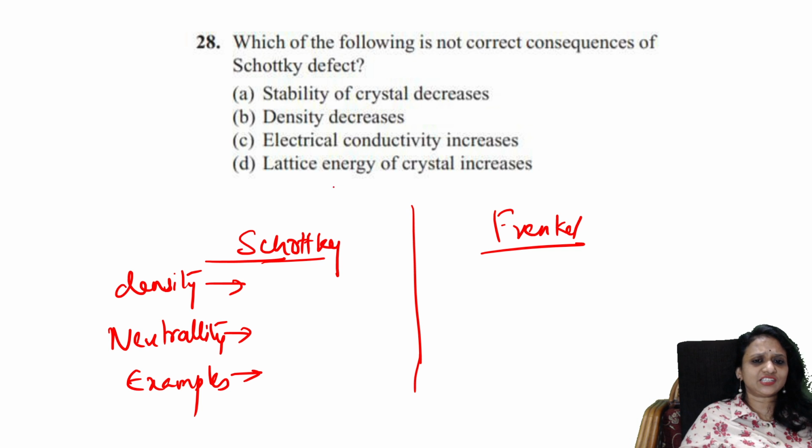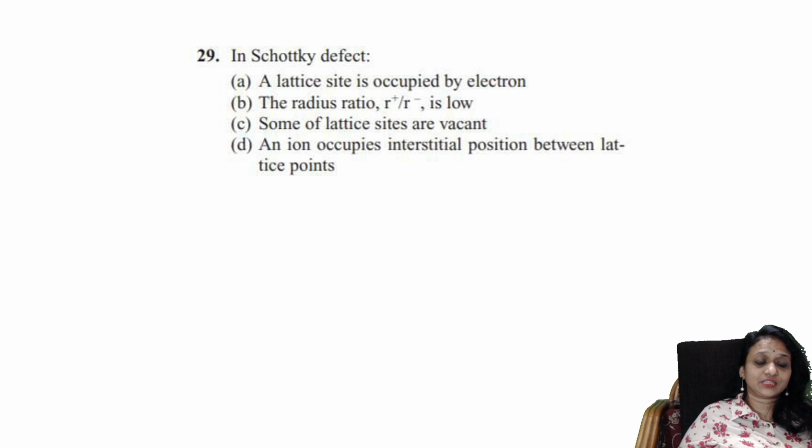Is there any change in the lattice energy of the crystal? No change. There will not be any change in the crystal. That is only dislocation. It is moving out. So this option is wrong. Density decreases, stability decreases, electrical conductivity increases. Perfectly accepted. But lattice energy will not change. Remember.